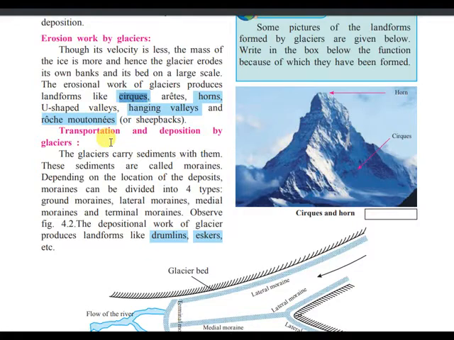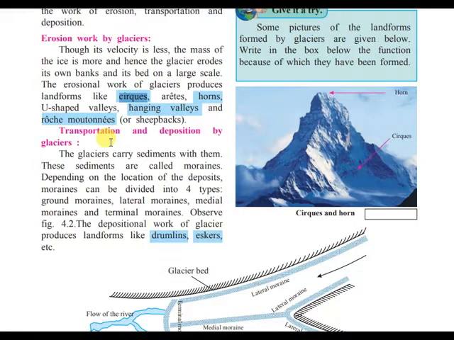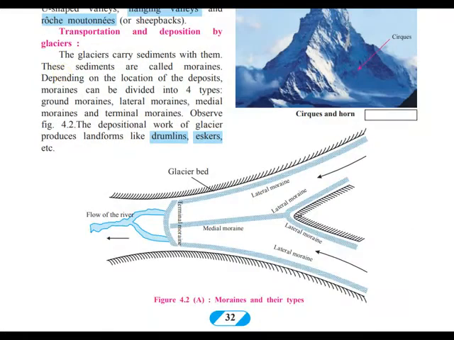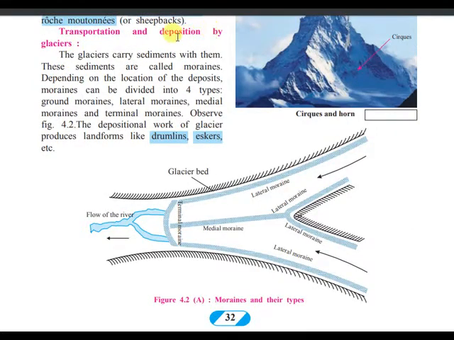ट्रांसपोर्टेशन का मतलब है किस तरह से वो अपने आइस के वॉल्यूम को कैरी फॉरवर्ड करता है, डिपॉजिट मतलब कहाँ पर डिपॉजिट हो जाता है। So let us see this, the transportation and deposition work of the glaciers. See, the glaciers carry sediments with them similar to the rivers, okay, but these sediments are called moraines. क्या बोलते हैं हम लोग?